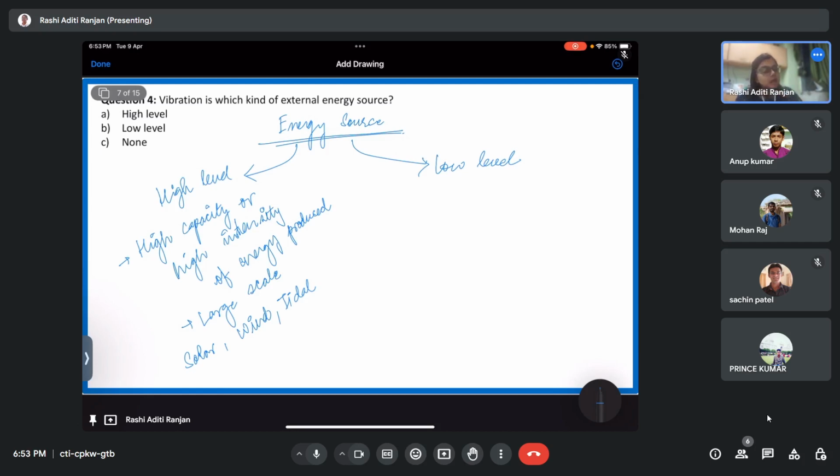Now, if I consider low level, it means that it is going to have low intensity or capacity of the energy produced. Right. So in that case, where are we going to use it? Definitely we are going to use it for small scale. And what are the examples? Examples are heat.